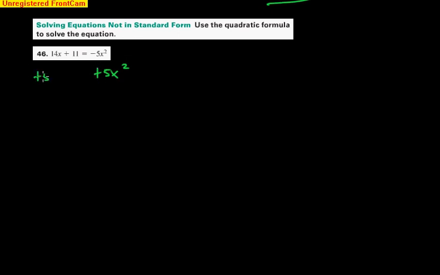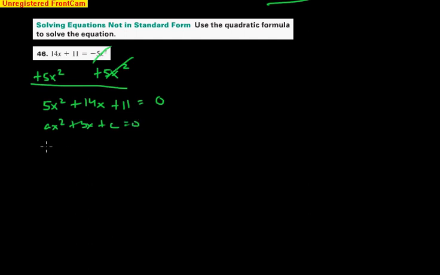Now, if I add it over here, I have to add it over here. Now, I know it does not combine or anything. That's okay. It's just the 5x squared. It goes first because it's the ax squared part. 5x squared. The positive 14x comes down. The positive 11 comes down. On the right side, these cancel. And you get 0. And that's what you want. ax squared plus bx plus c equals 0. a is 5, b is 14, and c is 11.